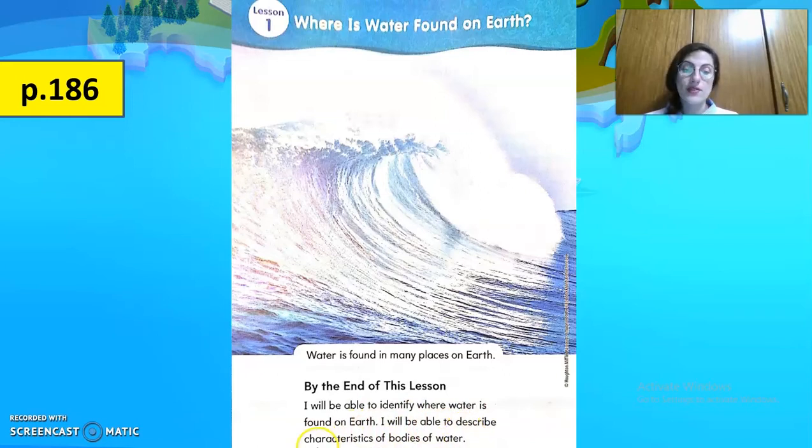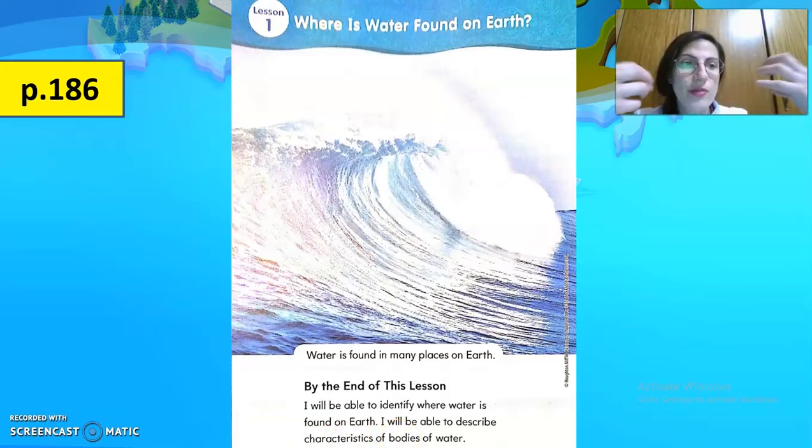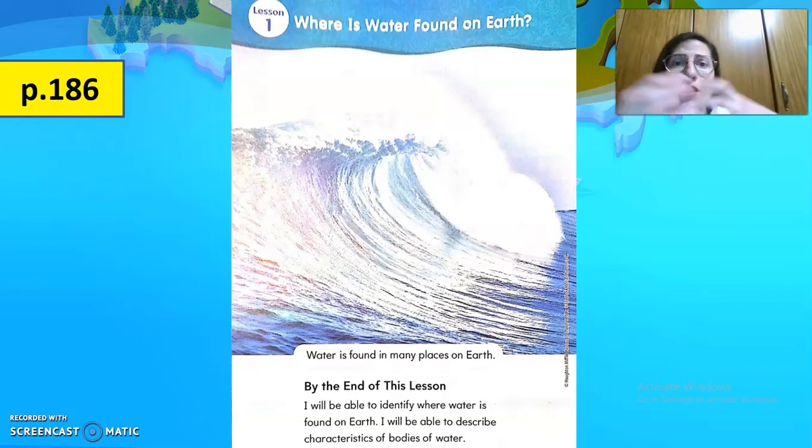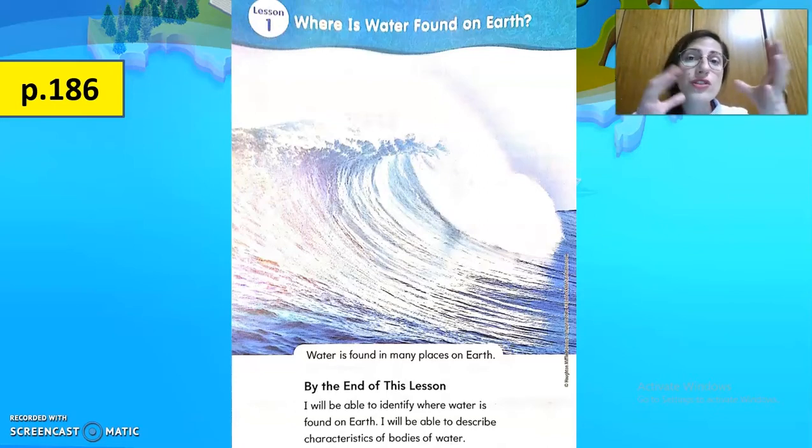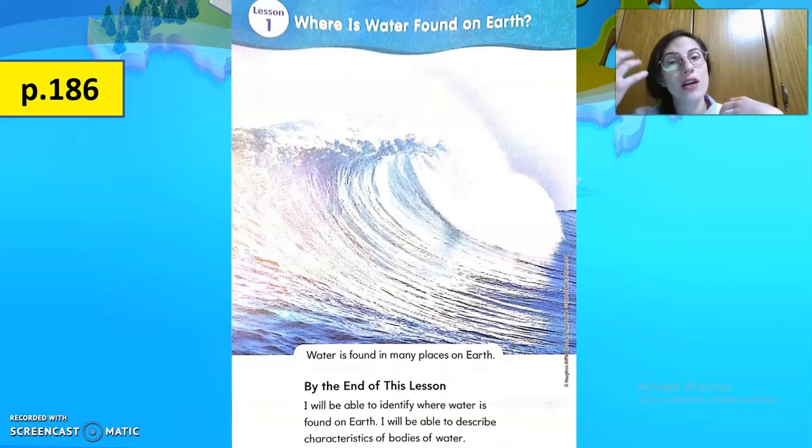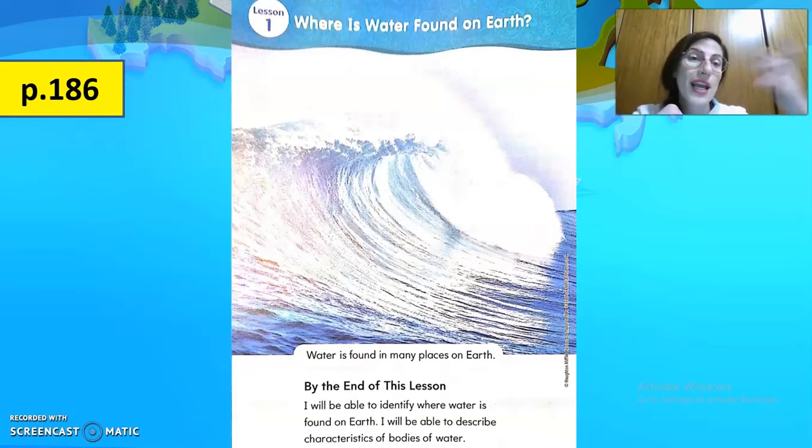I will be able to describe characteristics of bodies of water. When we say characteristics, it means the features of the different bodies of water. What do we mean by feature? It means what does it look like? Is it small? Is it big? What does it have? Salty water, fresh water? Is it made of a still body of water that does not move? Or is it made of moving water that flows from one place to another? Clear so far?